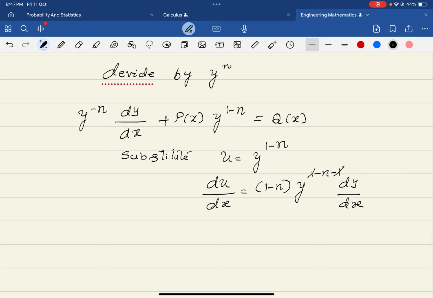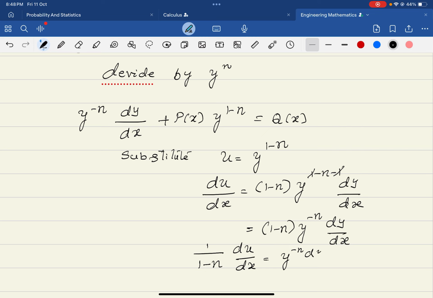Then this 1 and 1 get cancelled. We will remain with 1 minus n times y power minus n dy by dx. In the given equation, we have y power minus n dy by dx. Here also we have y power minus n dy by dx with some constant multiple. What we do now is divide this by 1 minus n. So 1 over 1 minus n du by dx gives you y power minus n times dy by dx.